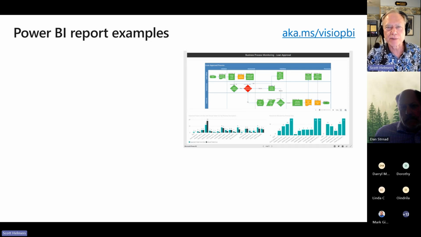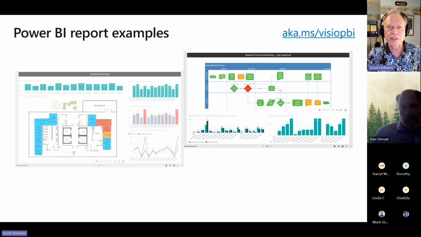Here's one, for example, that is a flow chart, and we've got some data that we've collected about the steps in this process, and we're using a couple of bar chart visuals and a Visio diagram, a flow chart, actually a swim lane diagram to be more precisely correct, in order to learn more about how we're doing with this particular process. Here's an example of a floor plan.